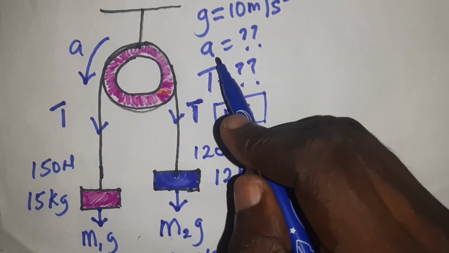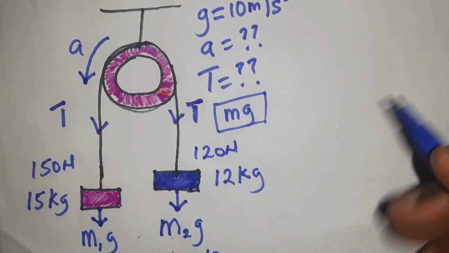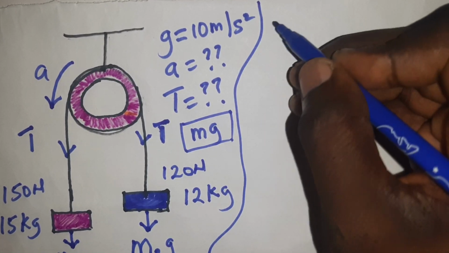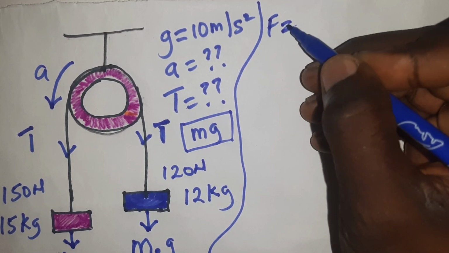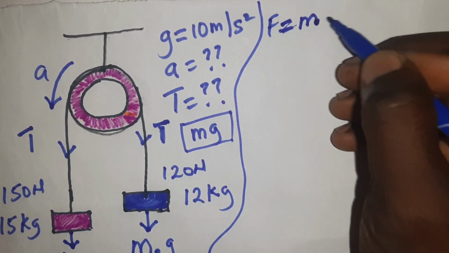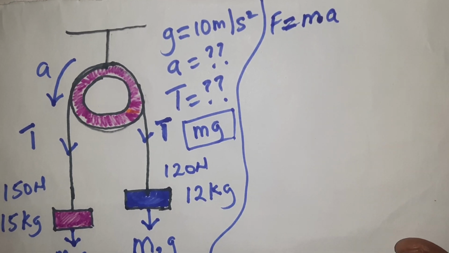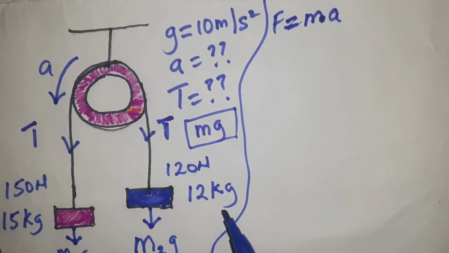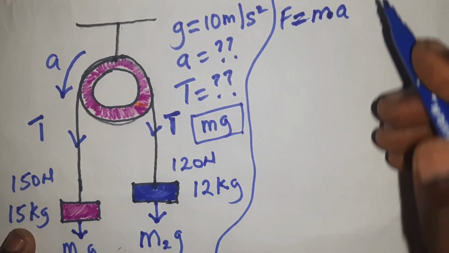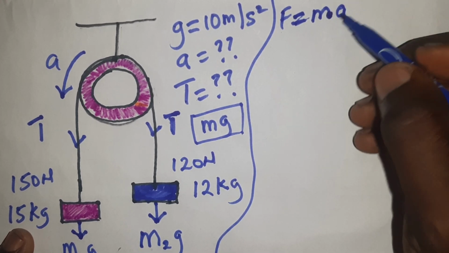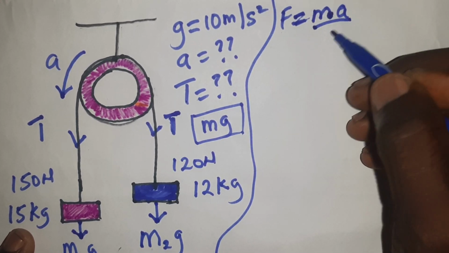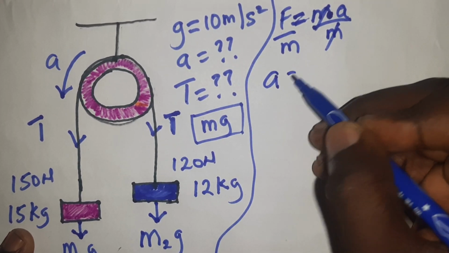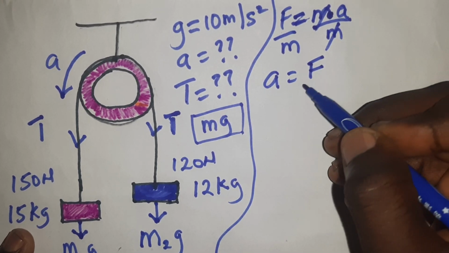To get the acceleration now, since they are falling this way, we are going to use the formula F equals ma from Newton's second law of motion. But the F here will be the effective or the resultant force. The m here will be their combined masses, the 15 plus the 12, and the acceleration is what we are looking for. So let me make the acceleration the subject of this formula by dividing both sides by m. So this cancels this. My acceleration is therefore the effective force over the mass.